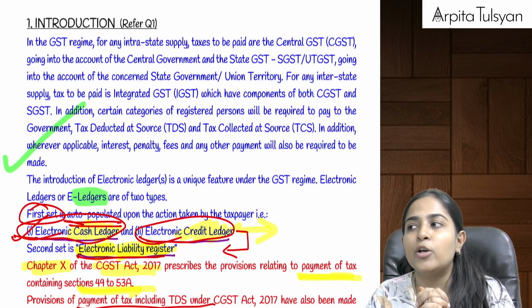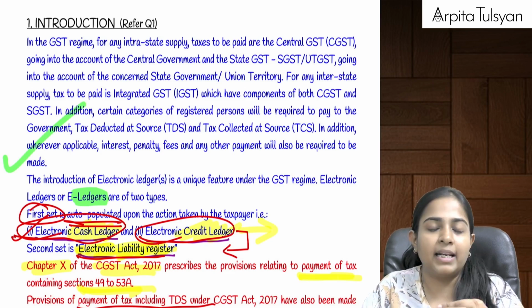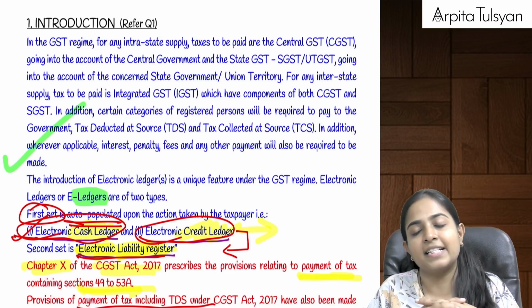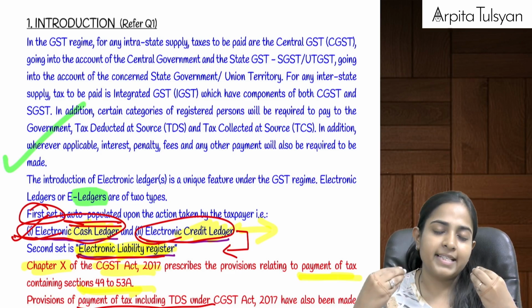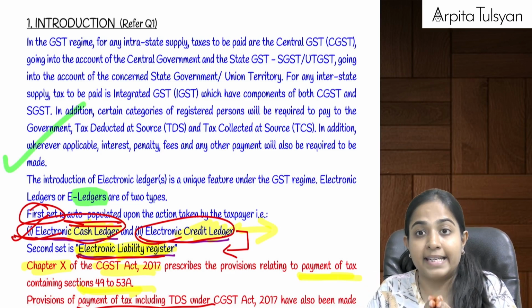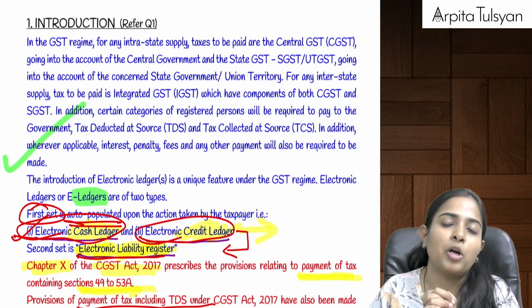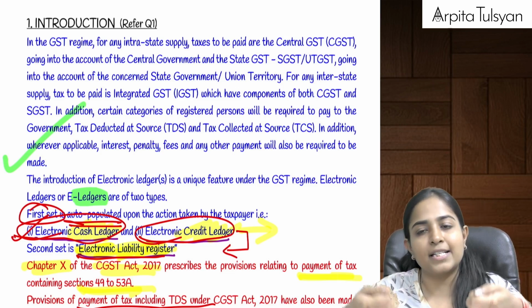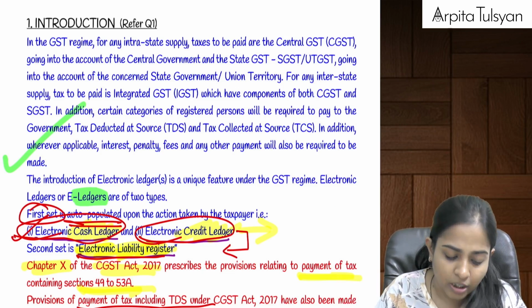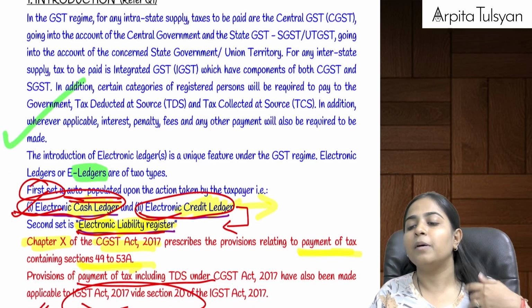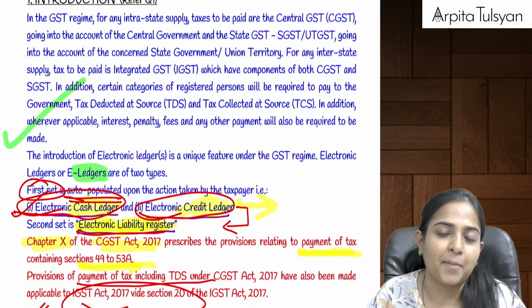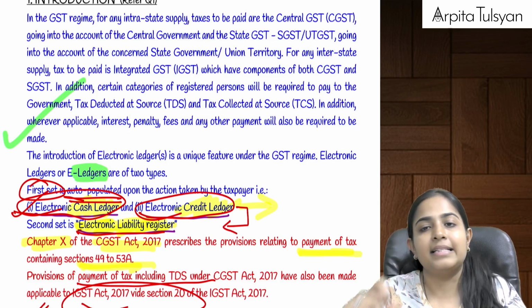This liability you have to discharge by either utilizing your input tax credit, that is your ITC, or if there is any balance, any still outstanding amount payable, then you will have to pay that amount out of the electronic cash ledger, that is you will have to pay that amount in cash to the government.